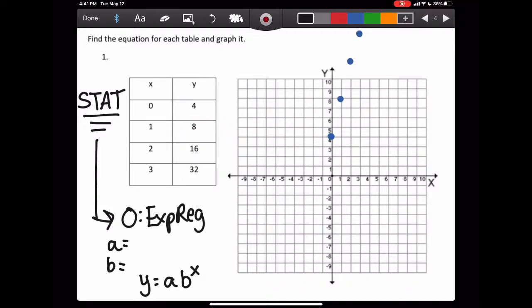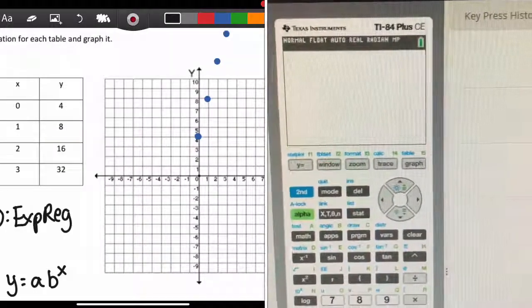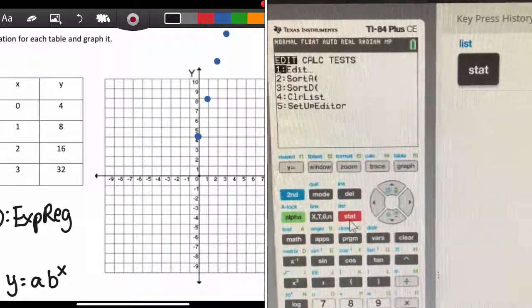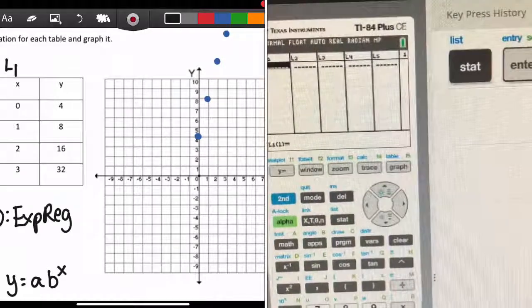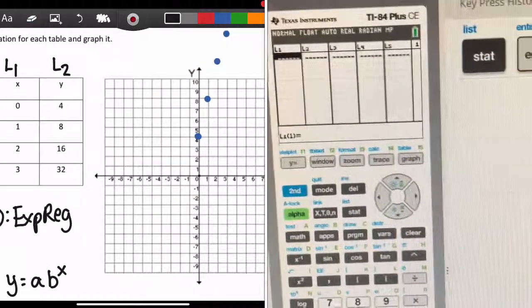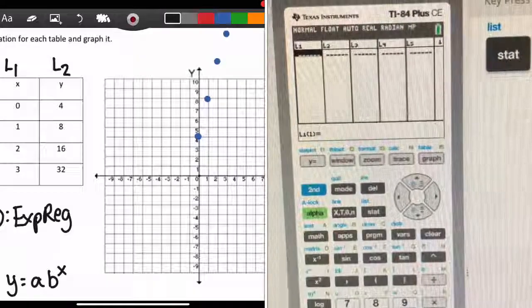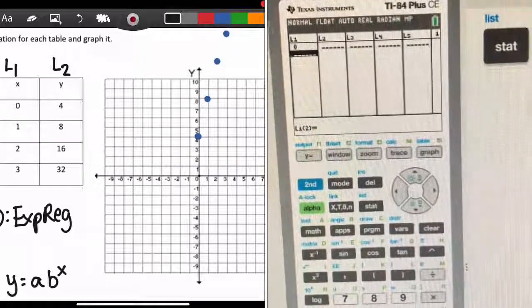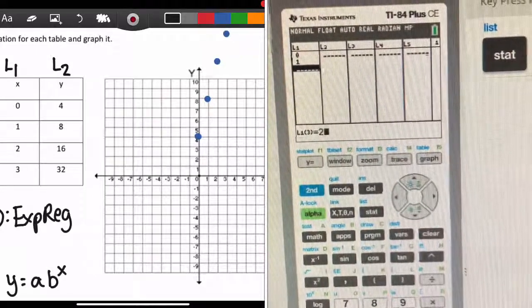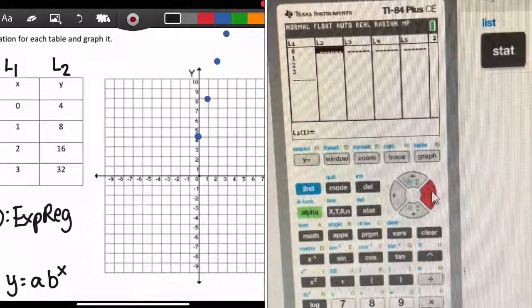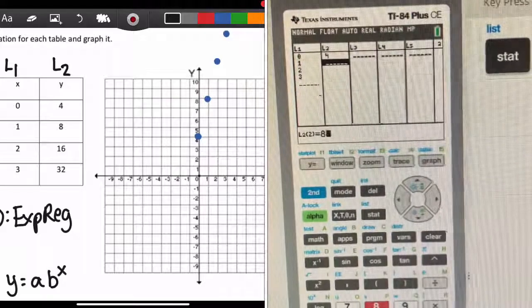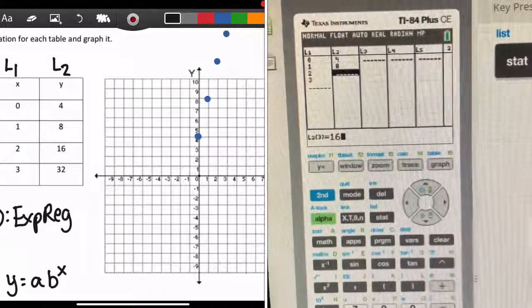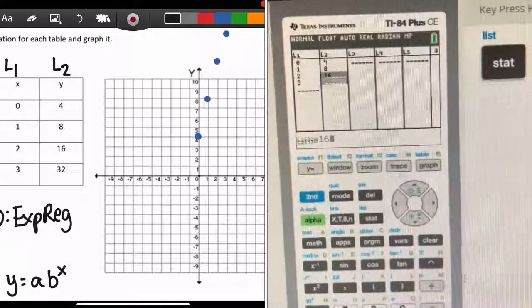So with that being said, let's look at our calculator here. Once you have your calculator, you want to go to stat. You have a table, so you hit enter for edit and put in your values. Remember, x is for L1, y is for L2. Let's key in our numbers. We have 0, 1, 2, and 3. Go over to L2, and you're going to have 4, 8, 16, and 32. They're doubling for exponential functions: your y values double as your x increases.